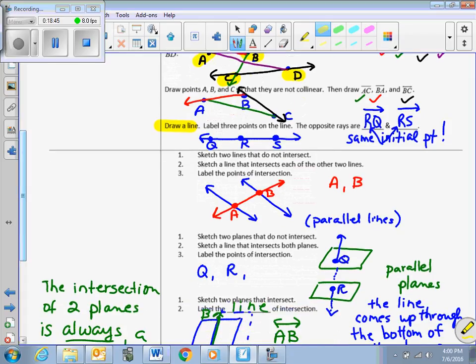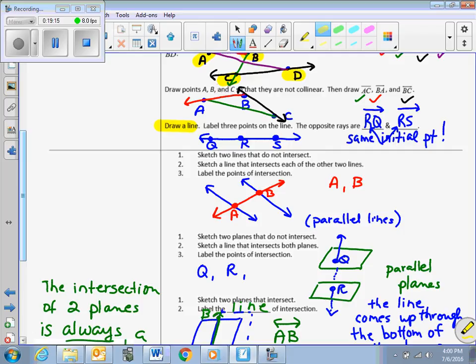Commonly missed concept. Okay, and then finally, sketch 2 lines that do not intersect. I sketched the 2 blue lines. I probably should have labeled them, but I didn't. The 2 blue lines are the ones that do not intersect. The only way I can get non-intersecting lines is to make parallel lines, which would be coplanar, or skew lines, and those are 2 lines that are in different planes. So I drew parallel lines.